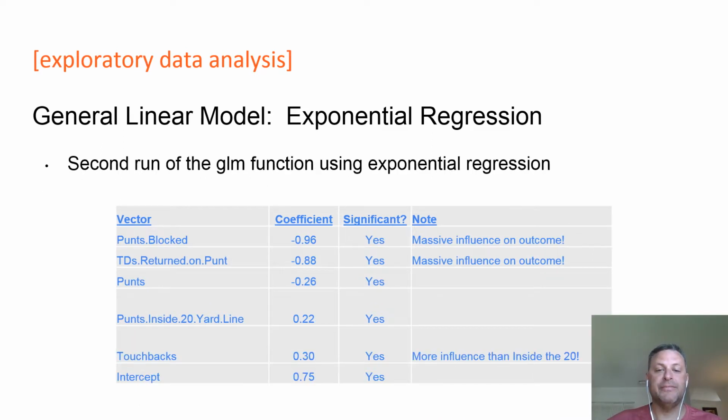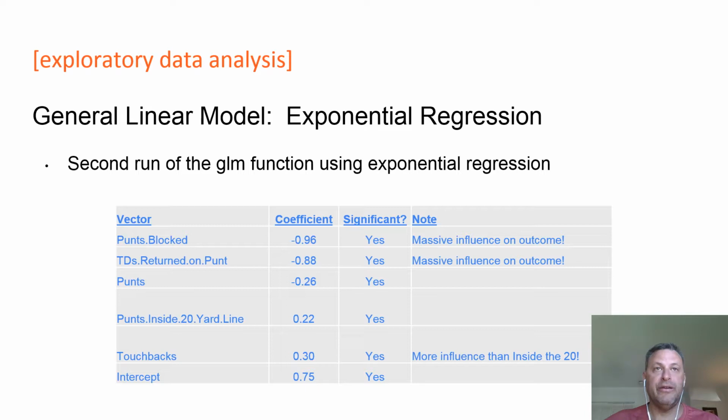Let's take a look at the second run for the general linear model. We removed the insignificant vectors, and now we're only focused on the significant ones. Again, blocked punts and a punt returned for a touchdown have a huge impact in this analysis on whether or not the punting team wins the game.